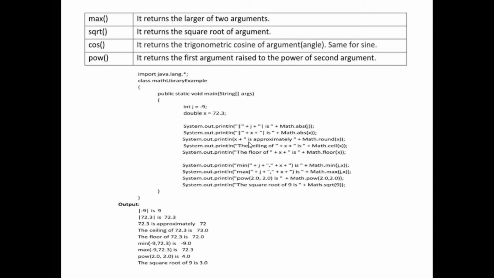Next is System.out.println x is approximately plus Math.round of x. My x is 72.3. Then the round figure of 72.3 is 72.